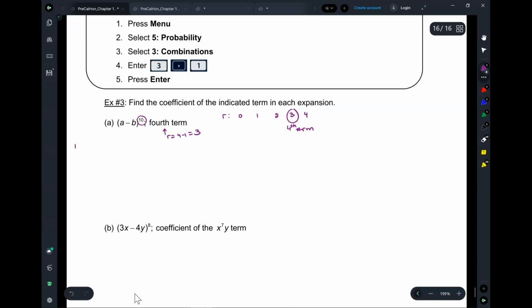So n is equal to 10, r is equal to 3, n minus r is equal to 7. You need those three things. Why do you need n minus r?